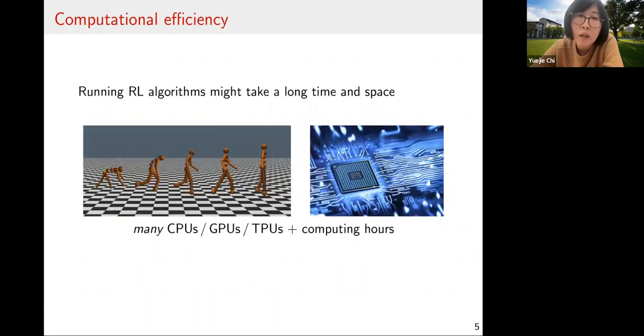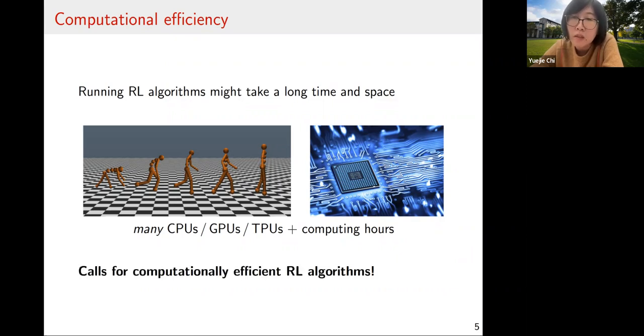In addition, I also care about computation efficiency. If you look at a lot of the success stories of reinforcement learning these days, many of these algorithms take a lot of time and space to train. You need a lot of CPUs, GPUs, or even TPUs, and run them for many, many computing hours before you can land on a good strategy. This may not be readily available for maybe a frugal person like me who doesn't own a lot of GPUs. So in order to make RL broadly applicable, we also want to design computationally efficient reinforcement learning algorithms that can hopefully converge using fewer computation resources.